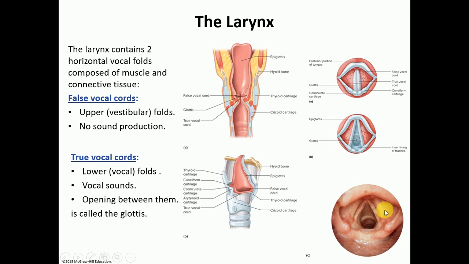This is a real image from the vocal cords. These are your false or vestibular upper folds, while these are the true lower vocal cords. And if you look here, the space between them, that again is known as the glottis. And as you can see here, you are actually looking at the trachea. You can see the rings of the trachea.